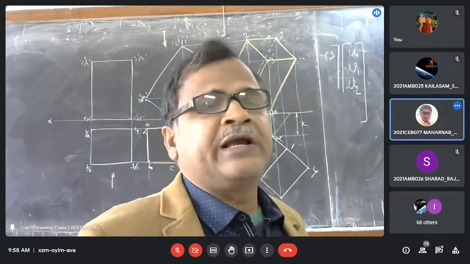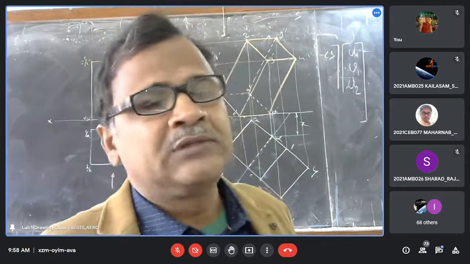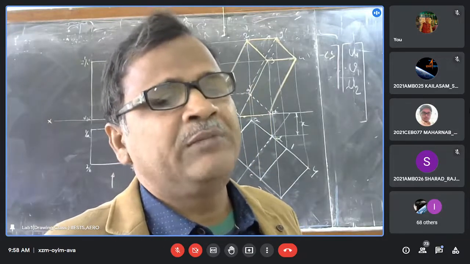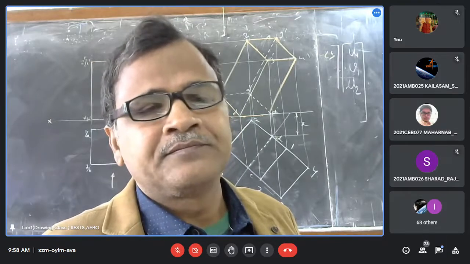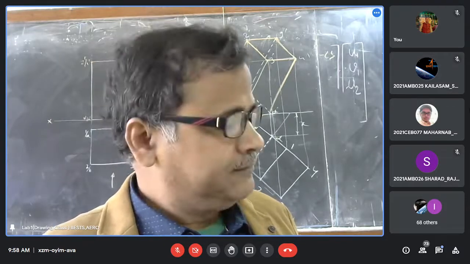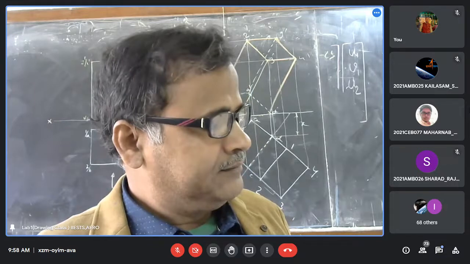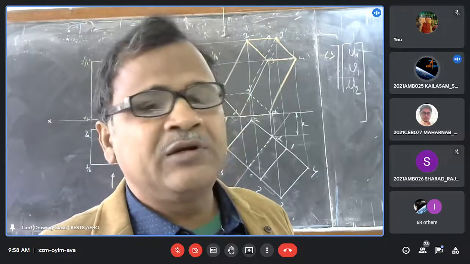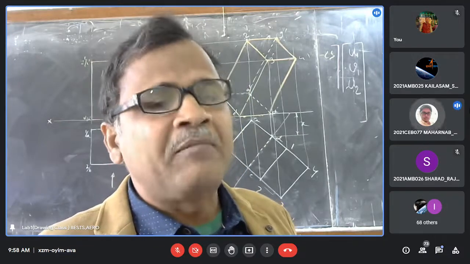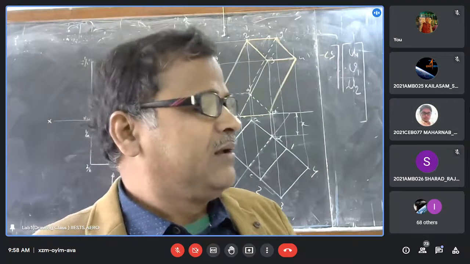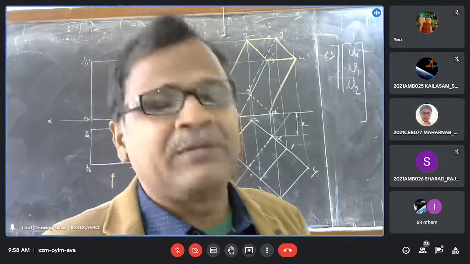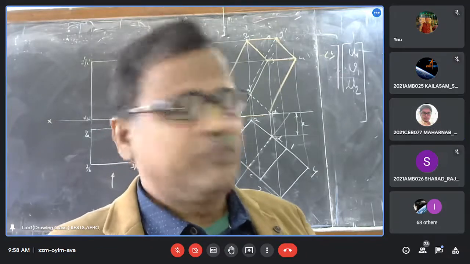Now, can you say whether this is the same problem as problem 1? It is the same. Maybe the shape is different, the base is hexagonal, but otherwise it is the same.